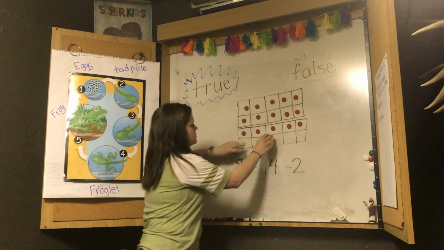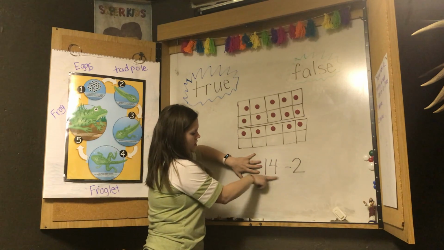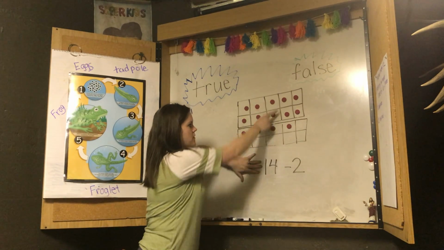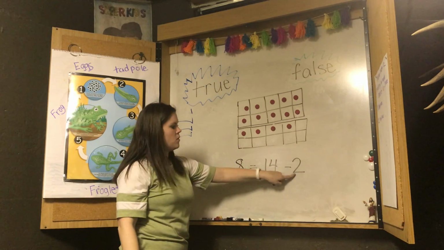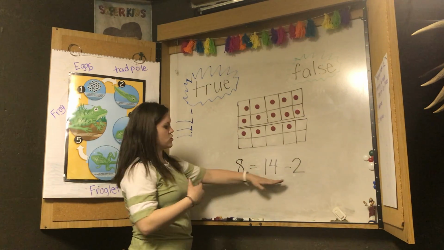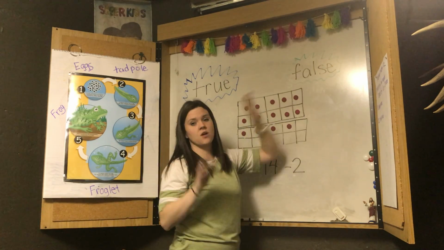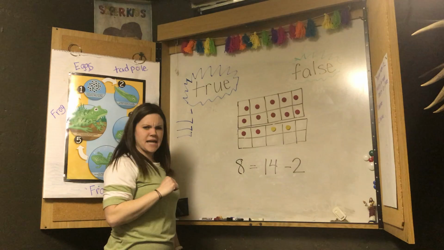Let's find out. I'm going to make my 10 frames have my whole, which my whole is 14. So I have a full 10 frame and 4 more. And I'm going to flip over. I'm going to make them yellow, this part, to see if it gives me this part, to see if this statement is true or if this statement is false. So take away 2. Is that answer 8?